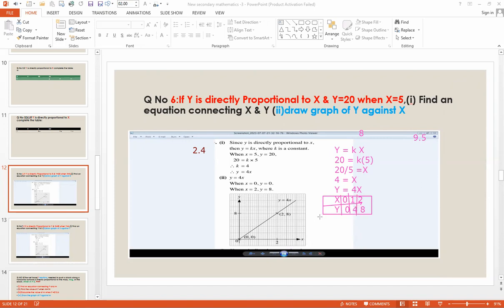So these are the lines. When x is equal to 0, y is equal to 0. When x is equal to 1, y is equal to 4. When x is equal to 2, y is equal to 8. Okay. So now how do we have to draw a graph? We have already learned in the previous class.